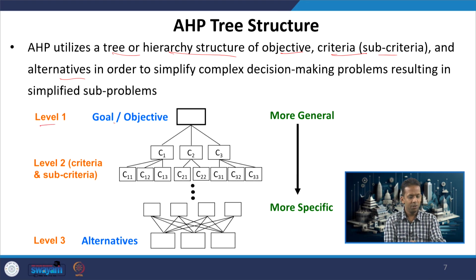For example, level 1 is the goal or objective, which is more generic, and it can be choosing the best set of renewable energy or choosing the best technology for wastewater treatment. Then level 2 is criteria and sub criteria. Criteria can be multiple, and each of the criteria can have multiple sub criteria, or they can be just C1, C2, C3, C4. And then level 3 is the alternatives, different types of technologies that are available for treating wastewater. Those will form our alternatives. So, more general to more specific, goals to criteria to alternatives. These 3 levels form the hierarchy structure. So, that is the analytic hierarchy process tree structure.